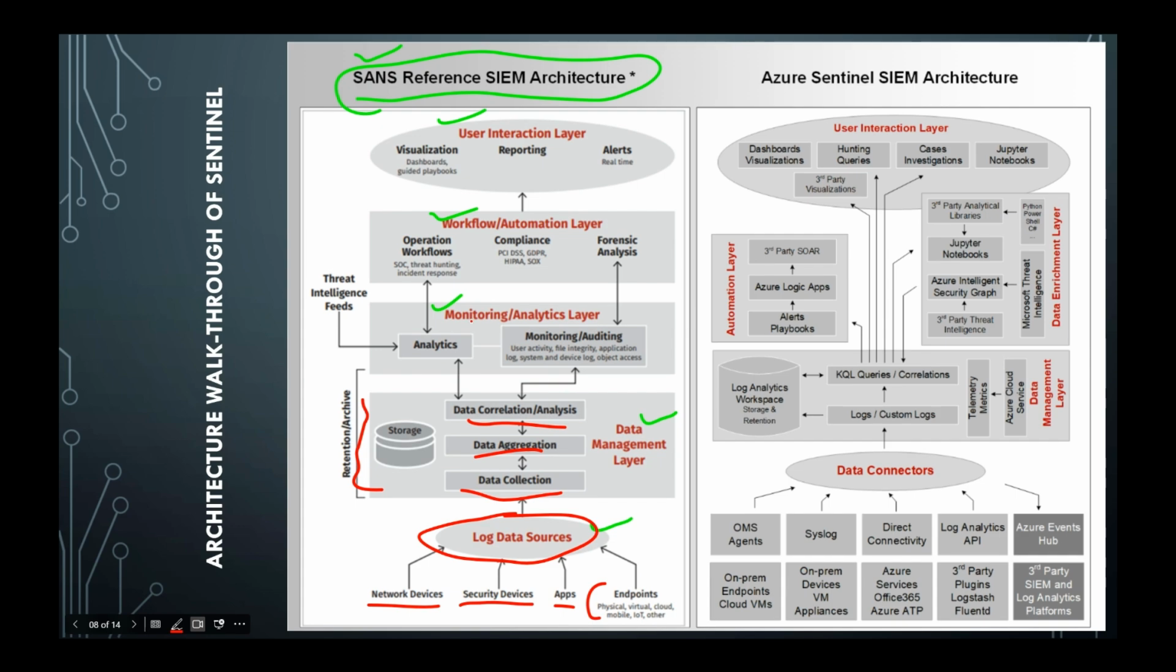Then we go to the monitoring and analytic layer. Once we have stored all the data, we can do analytics, monitoring, and auditing under this layer. Also we can correlate data with threat intel feeds so we can understand real-time attacks. Then we have the workflow and automation layer where we can deploy our SOC team, threat hunting team, or incident response team to take actions. Also, we can fulfill compliance like HIPAA, SOX, PCI DSS, GDPR on the workflow and automation layer. Forensic searches and activities like evidence collection can also be performed there.